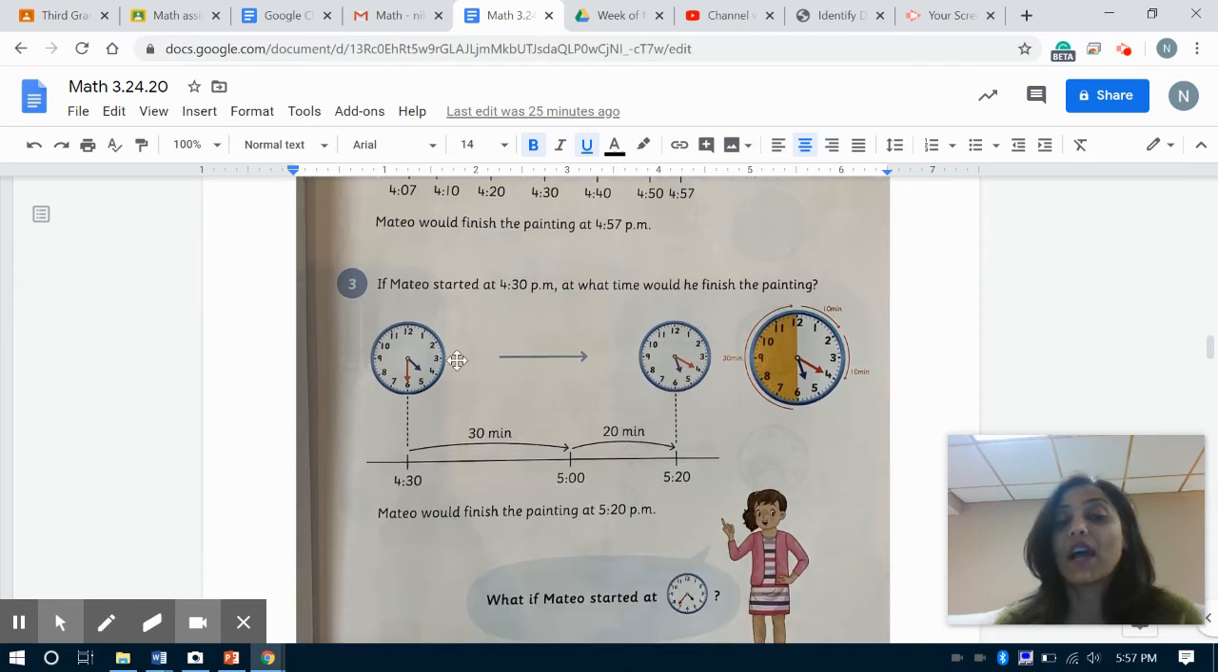If Matteo started at 4:30, this time you can see that again, using a friendly number, 4:30 to 5 o'clock is 30 minutes. And then another 20 minutes, because we're trying to make 50, don't forget 50 minutes. That would take you to 5:20. This one's a little tricky because you're going past the 5 o'clock hour. So just be really careful. So Matteo would finish at 5:20 p.m.